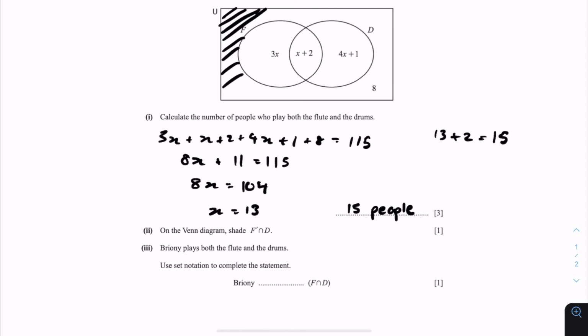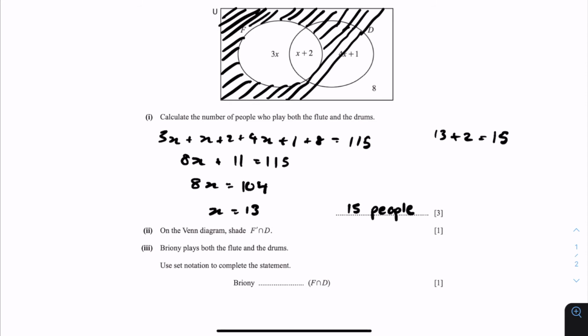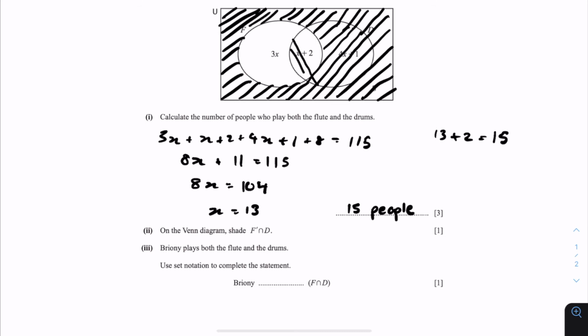So this is the region enclosed by F prime. So I'm not shading, as you can see, the F box, the F circle at all. Okay, that's F prime. Now if we can shade D the other way. Wait, let me just shade it the other way.